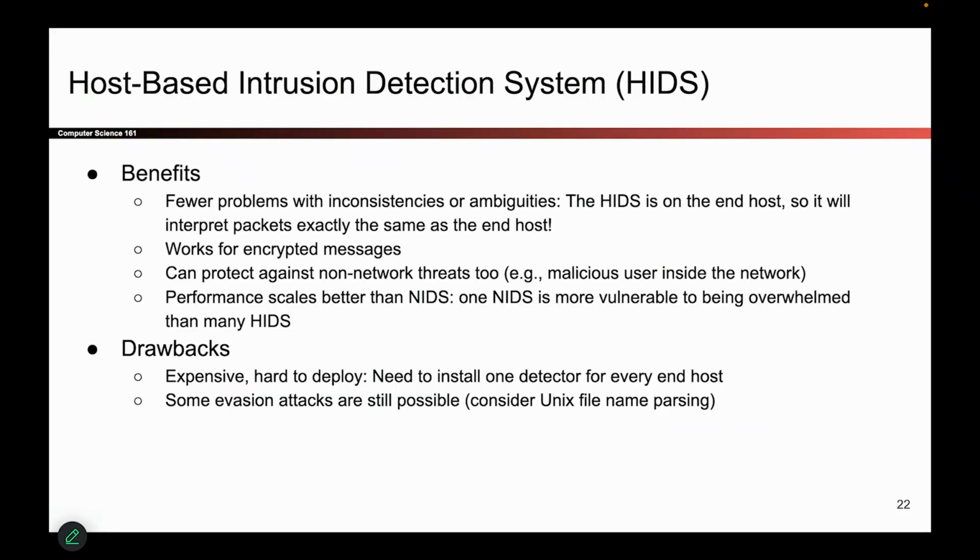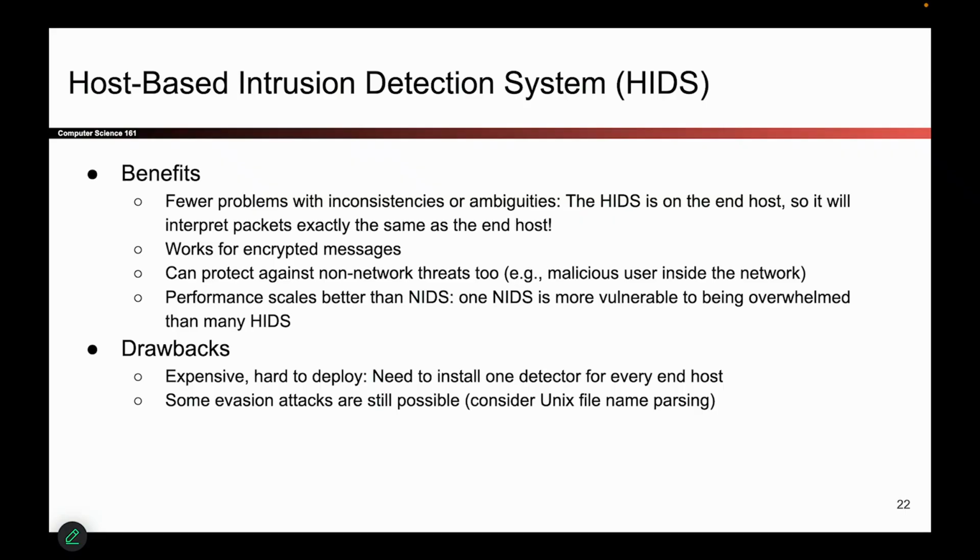It turns out this is basically the same as NIDS, but with the benefits and drawbacks flipped. So it's kind of the opposite. So all of the problems with NIDS get solved by HIDS, most of them anyway. So for example, with NIDS, we had all those problems with inconsistencies. The NIDS sees one thing and the host sees another thing. But if we install the detection system directly on the end host, we can solve most of those problems.